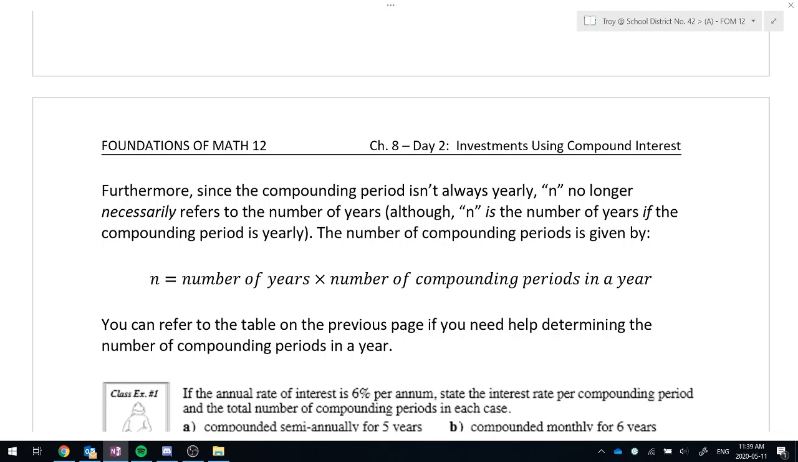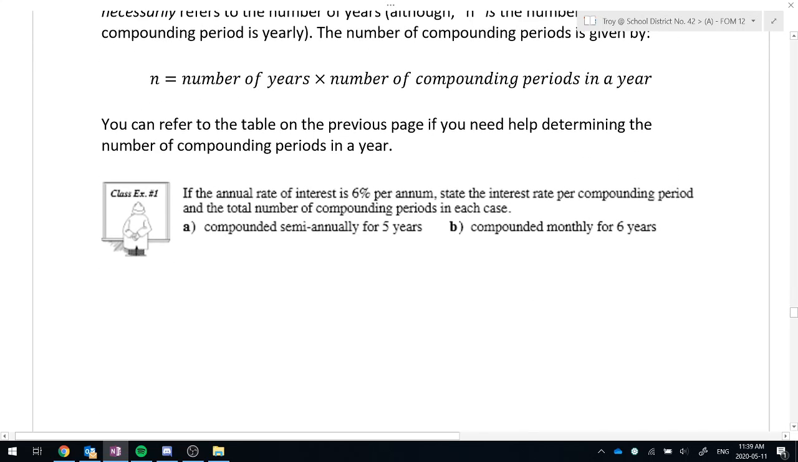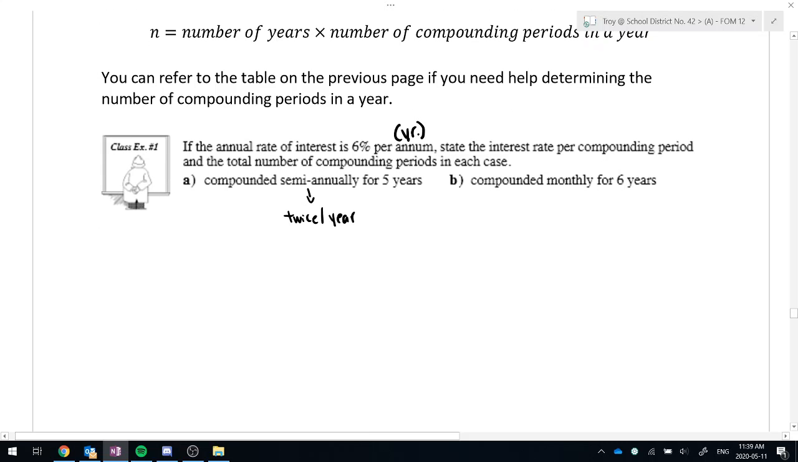So let's do a few examples here. So the first one, if the annual interest is 6% per annum, which means per year, state the interest rate per compounding period and the total number of compounding periods in each case. So this is compounded semi-annually for 5 years. So semi-annually means twice a year, which means we would have 2 compounding periods every year. Okay, so let's take a look. So let's do our i value.